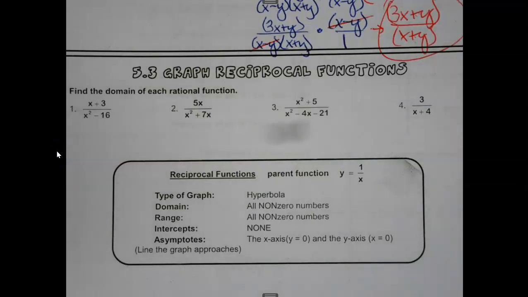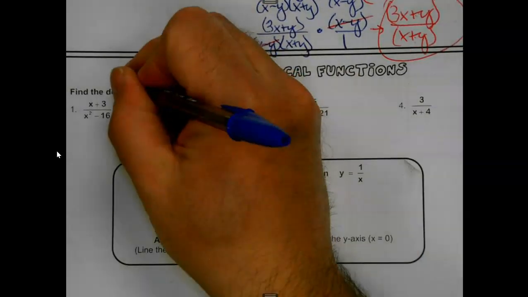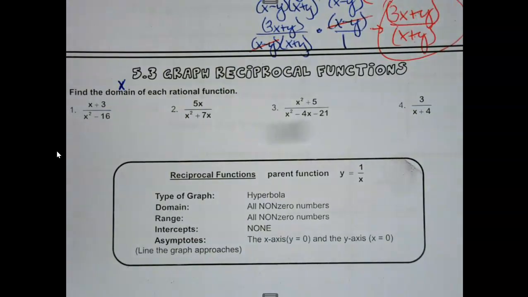So, okay. Graphing reciprocal functions. What the heck does that mean? You're going to see here in a moment. Find the domain of each rational function. You're like, okay, well, domain is x values. So, what's the one thing I know about fractions that's a no-no?